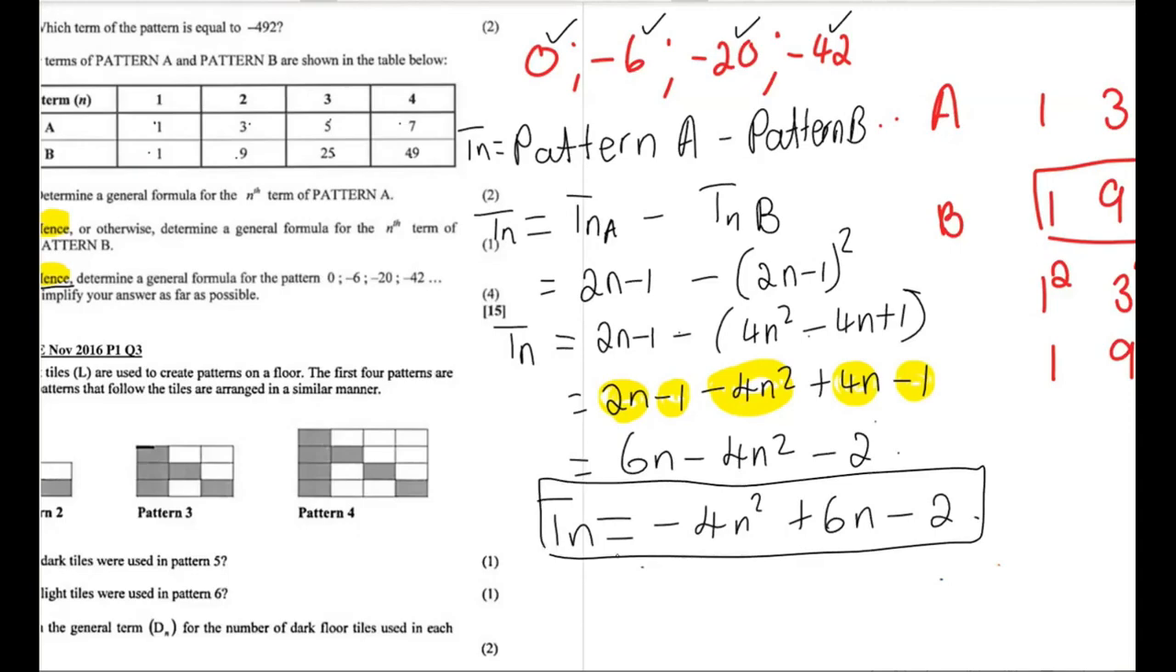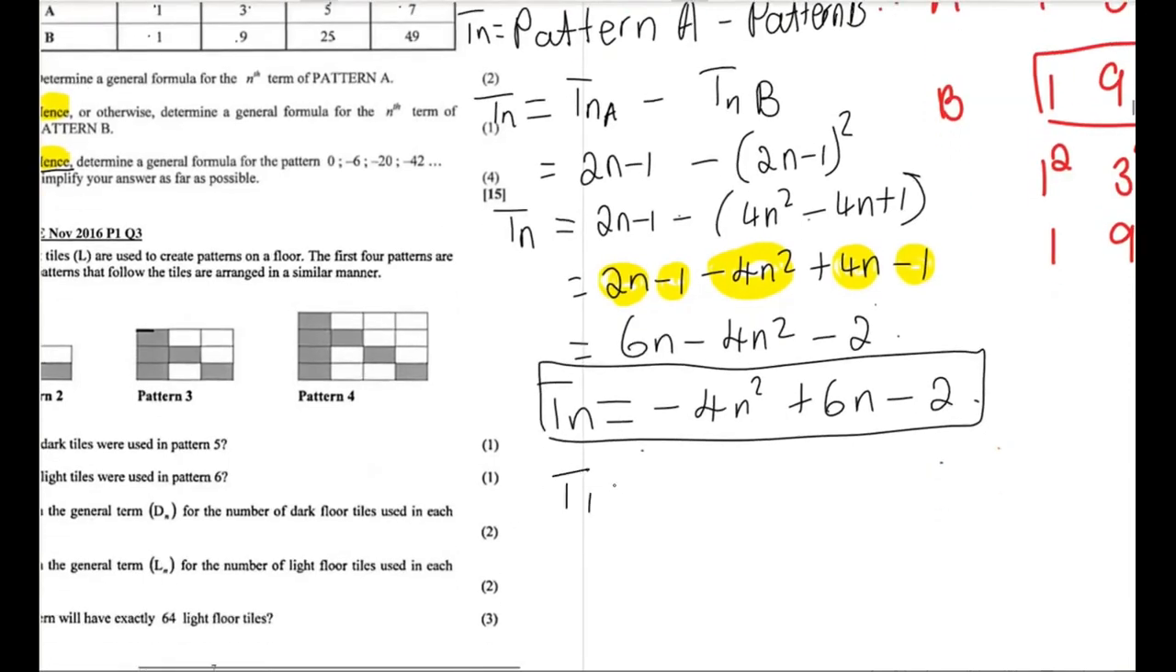How do we know that we have got it correct? We can check, right? Let's substitute t1. So wherever n is, let's put 1. What do we get? Minus 4 times 1 squared plus 6 times 1 minus 2. Put in your calculator. What is the answer? Please put the brackets the way I put them. What are we getting? Thank you, Emma. 0.